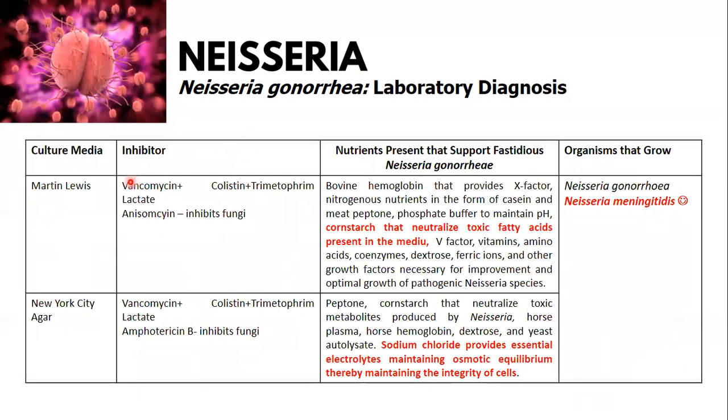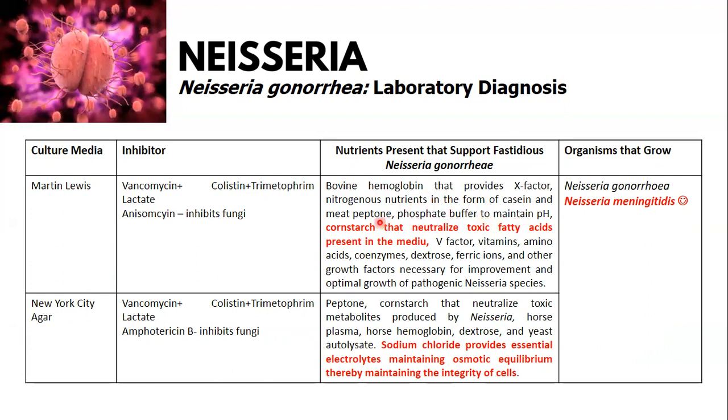We also have here Martin Lewis and New York City agar. Both of these media contain virtually the same inhibitors, but Martin Lewis contains anisomycin as inhibitor for fungi, and New York City agar contains amphotericin B as inhibitor for fungi. And in terms of the nutrients present, Martin Lewis medium contains bovine hemoglobin that provides X factor, nitrogenous nutrients in the form of casein and meat-peptone, and phosphate buffer to maintain pH.